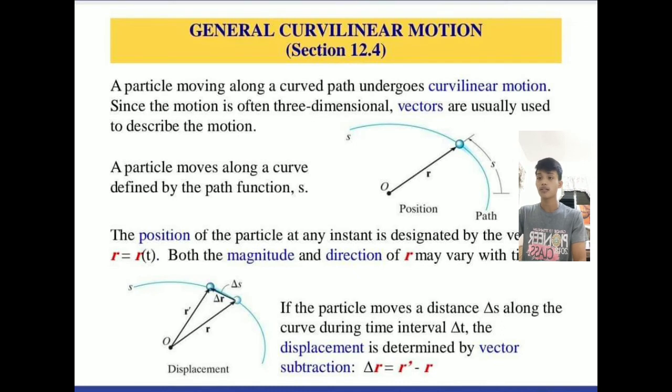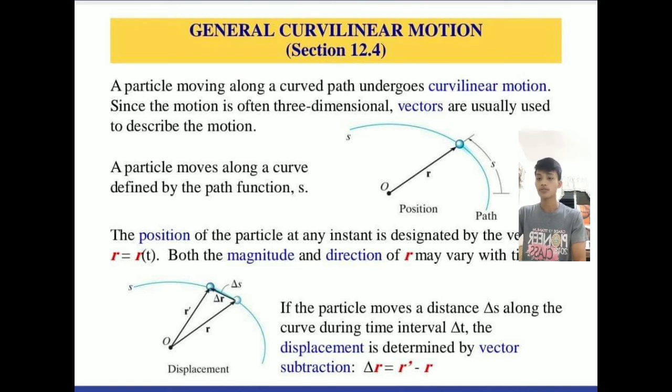A particle moving along a curve with path S undergoes curvilinear motion. Since the motion is often three-dimensional, vectors are usually used to describe the motion. The position of the particle at any instant is designated by the vector r = r(t). Both the magnitude and direction of r may vary with time.